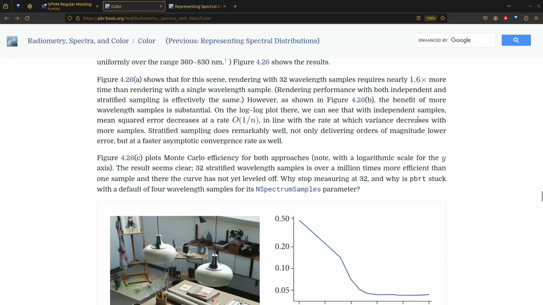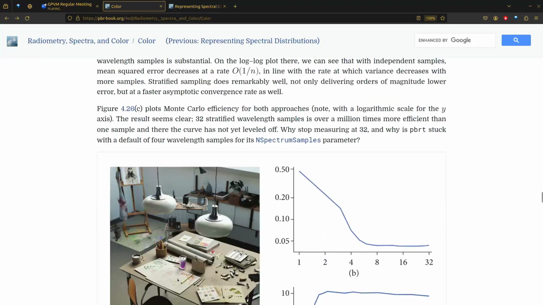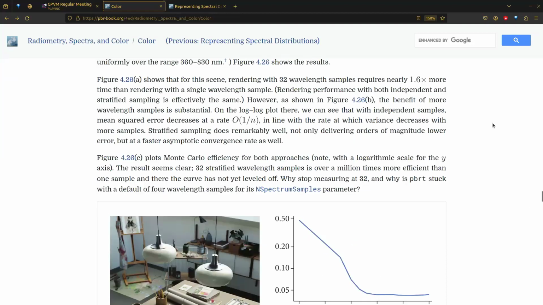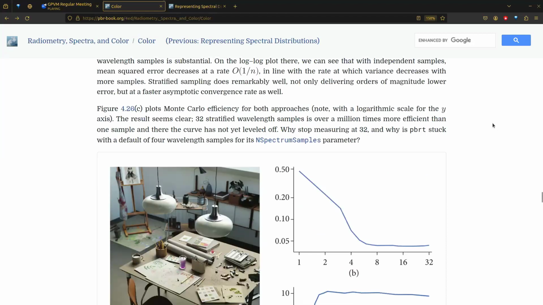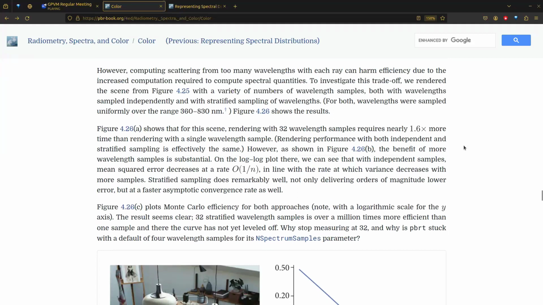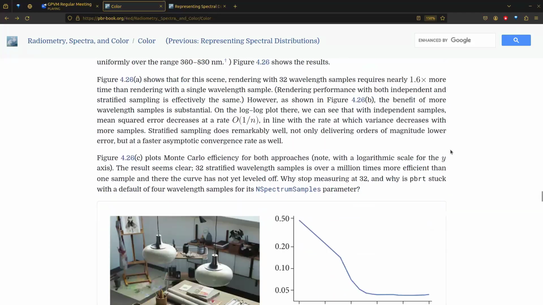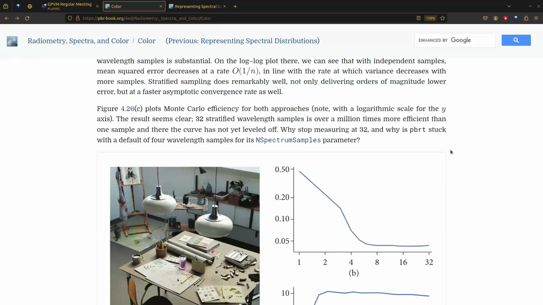On the log plot here, we can see that the independent samples' mean squared error decreases at the rate of big O of 1 over n, in line with the rate at which variance decreases with more samples. Stratified sampling does remarkably well, not only delivering orders of magnitude lower error, but at a faster asymptote.